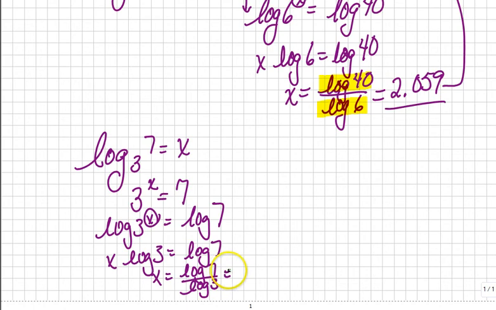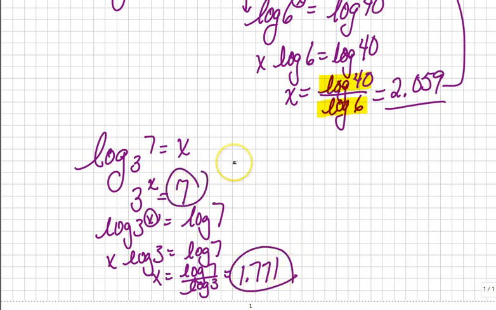Go to the trusty calculator and type in log 7 divided by log 3, and I'm getting 1.771 to the nearest thousandth, and that's our answer. Does that make sense? Well, 3 to the 1 power is 3, and 3 to the 2 power is 9, and this is between 1 and 2, and 7 is between 3 and 9. So yes, that makes sense.